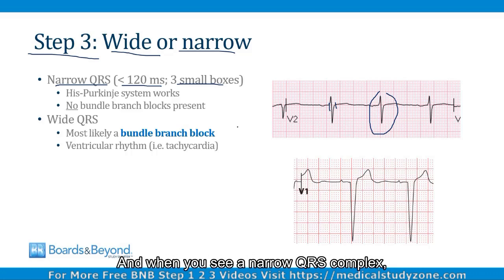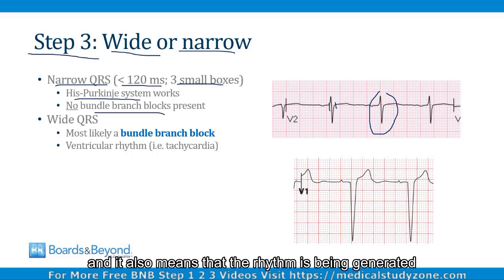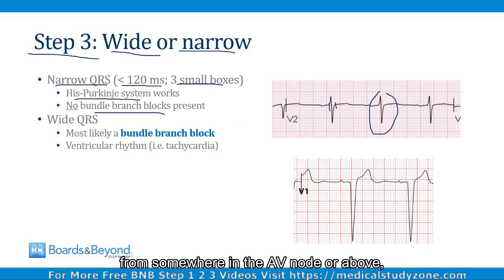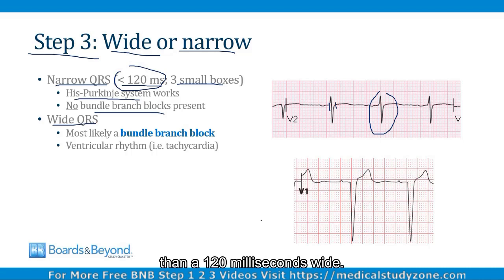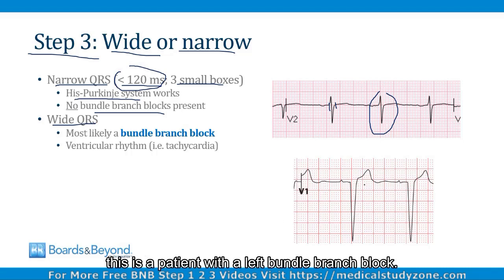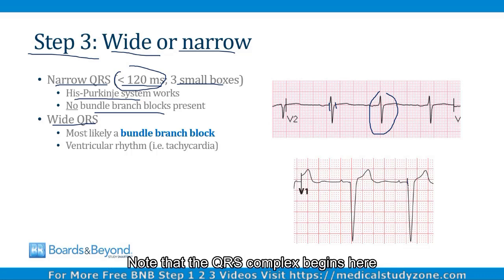And when you see a narrow QRS complex, it means the His-Purkinje system is working, there are no bundle branches, and it also means that the rhythm is being generated from somewhere in the AV node or above, usually from the sinus node. A wide QRS complex is one that is greater than 120 milliseconds wide. If we look at the example on the bottom right side of the screen, this is a patient with a left bundle branch block. Note that the QRS complex begins here and it ends about here. It's about 3 to 4 small boxes wide, which is prolonged, and that means that something is wrong with the conduction system. Usually it indicates a bundle branch block, and I'll talk more about this in a second.